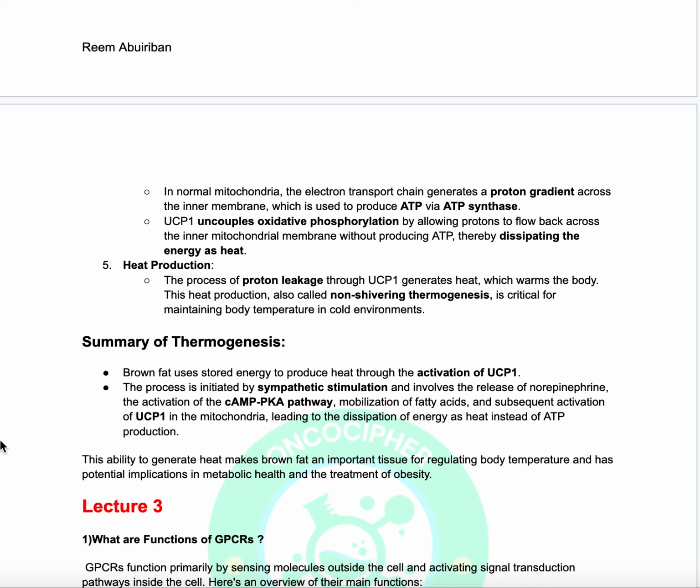So the ability to generate heat makes brown fat an important tissue for regulating body temperature, and it has potential implications in metabolic health and the treatment of obesity.